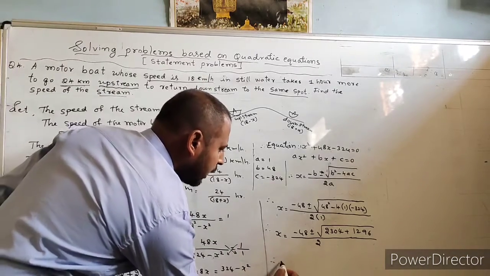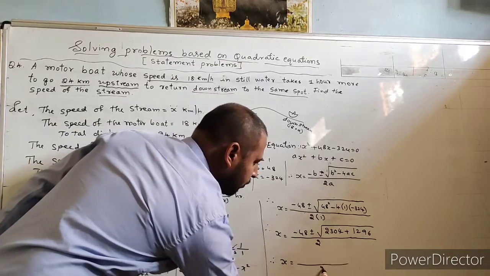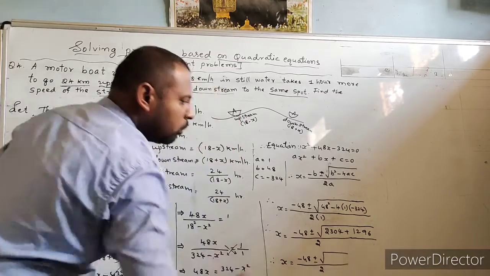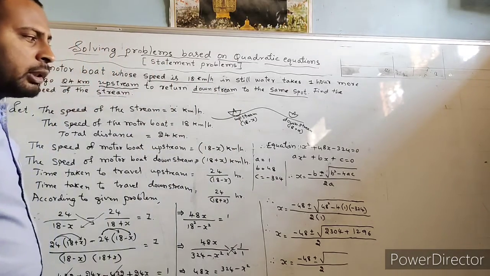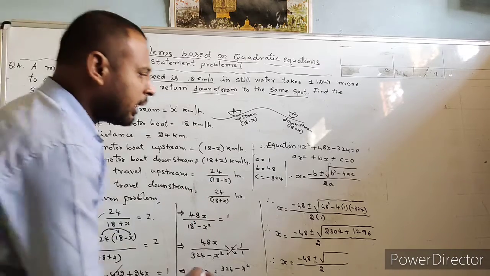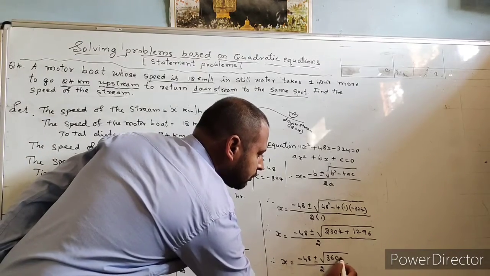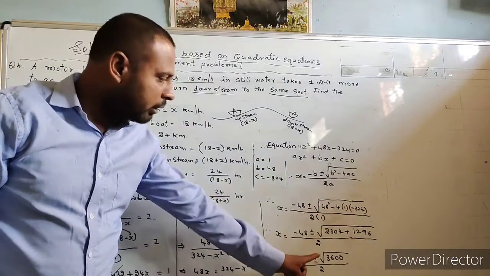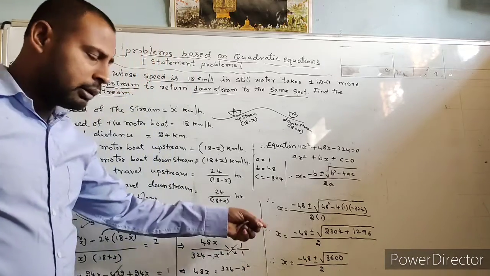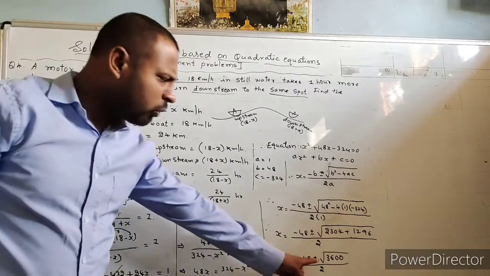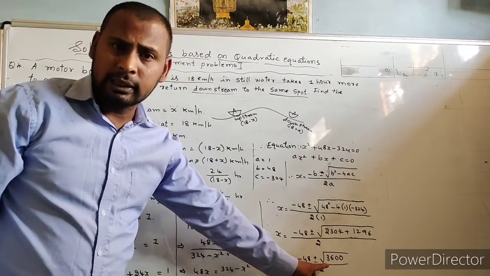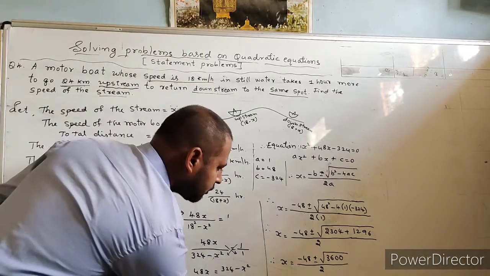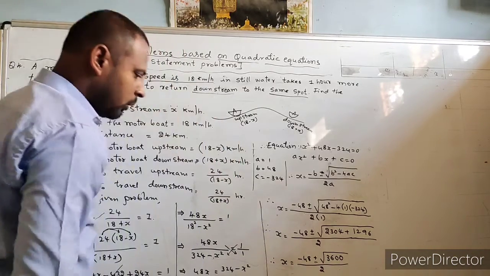What is the result we get? Therefore x is equal to, in the denominator is 2, minus 48 in the numerator, plus or minus root 2304 plus 1296. Now add the two, we can get 3600. Now what is the square root of 3600? We can get 60.